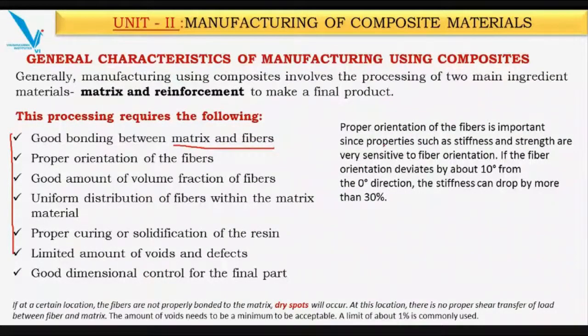Since the properties such as stiffness and strength are highly dependent on the fibers, and again very sensitive to the fiber orientation. So if the fiber orientation deviates by 10 degrees from the zero direction, then the stiffness can drop by more than 30%. So during manufacturing, you have to ensure the orientation of the fiber, and train the labor who are working on it in such a way that the orientation will be very proper and very consistent.